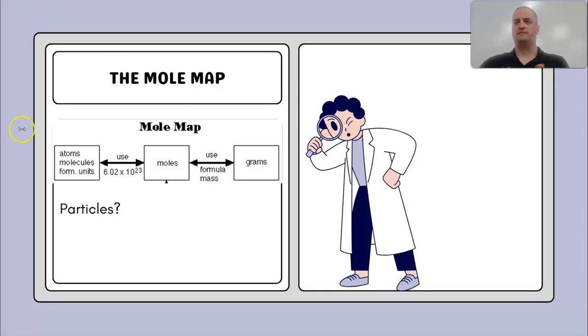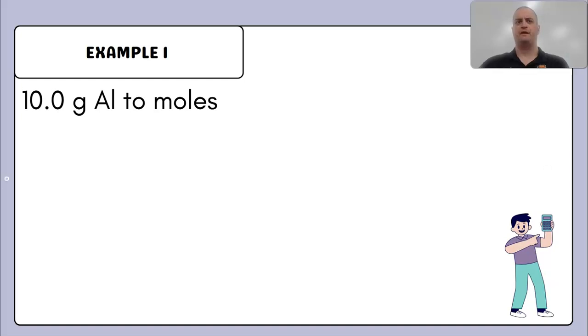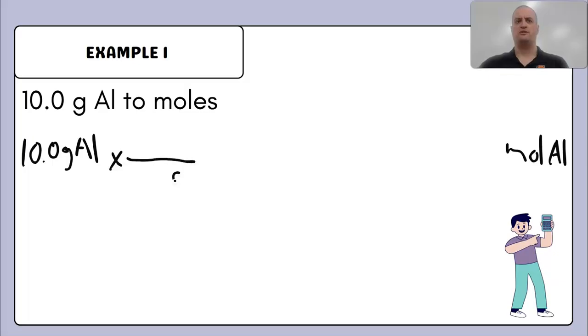Alright, so let's take a look at some of these examples here. So I start off with my known, 10 grams of aluminum. And I want to know how many moles of aluminum that would be. So again, like before, I start off with my units. There are so many grams of aluminum, because that's what I start off with. Whatever's on top goes on the bottom. And I can relate that to moles of that substance.